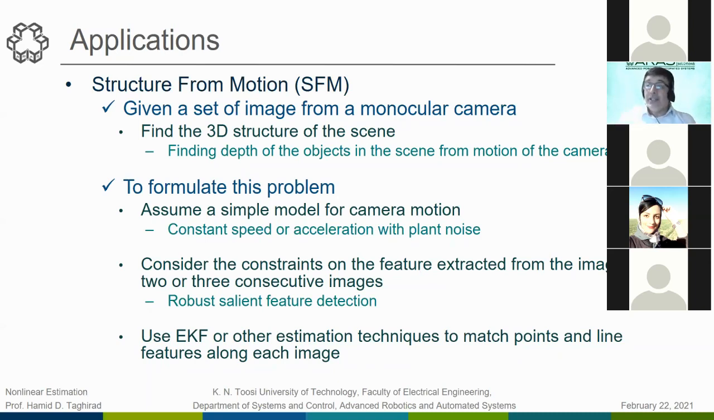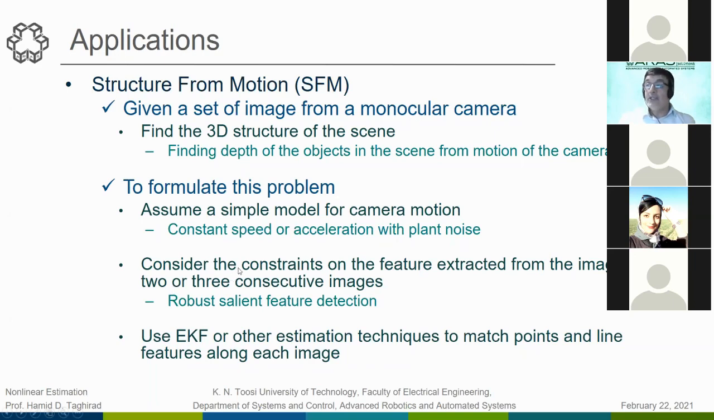It has a lot of work, and the key issue is we need only a very simple motion model for the camera, and we can use a constant speed or acceleration with some plant noise, and it is working quite well. We can use that for visual surveying. We can use that for moving a robot. We can use it for many other applications that come on top of the structure from motion. But this is very good.